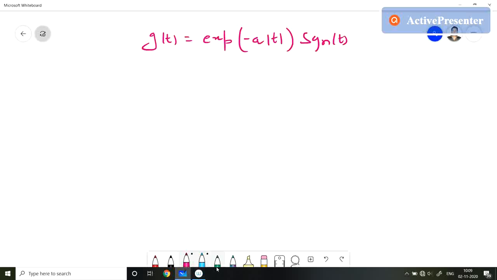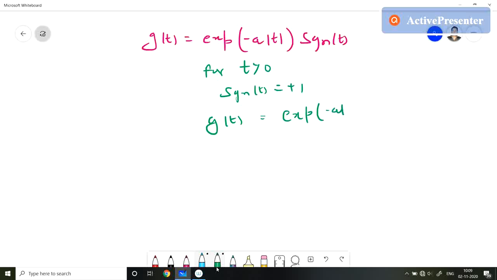So let us see that expression. For t greater than 0, signum t is equal to +1. So what will gt become? gt will become exponential minus at. And for t less than 0, signum t is equal to -1, so gt will become exponential at. So our relation is proved. This is the definition of gt, and at t equal to 0, it is equal to 0.